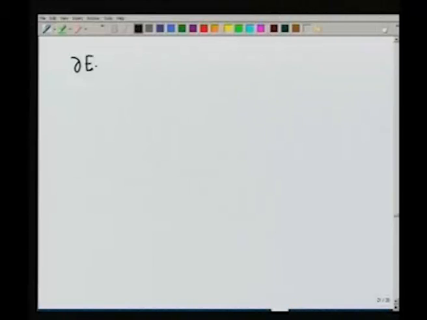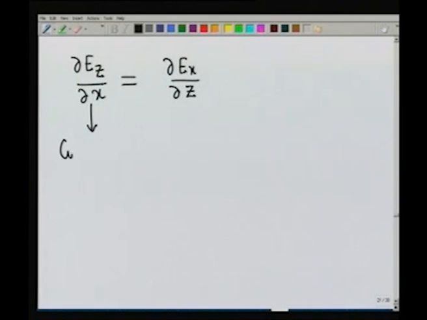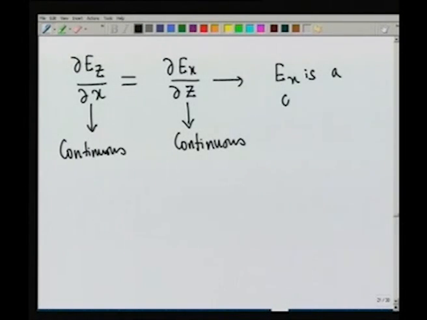So, what we shall do is to look at delta Ez by delta x. This is a continuous function of x comma y, but then by the curl free condition, this is nothing but delta Ex by delta z, because delta Ez by delta x minus delta Ex by delta z is nothing but the y component of the curl. Therefore, this is the same. So, we conclude that this is continuous, implies this is continuous. But continuous in what? Whereas my Ez was a continuous function of x, y, Ex is a continuous function of z. That is the most important thing.